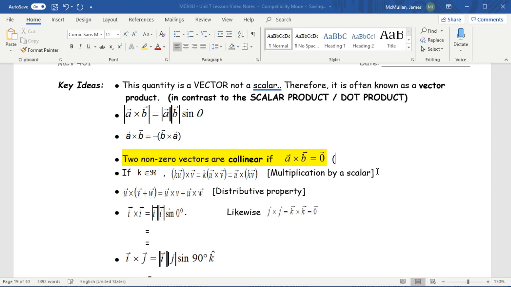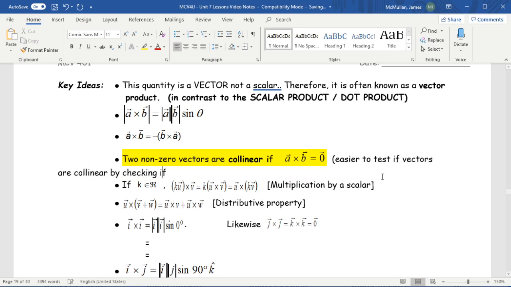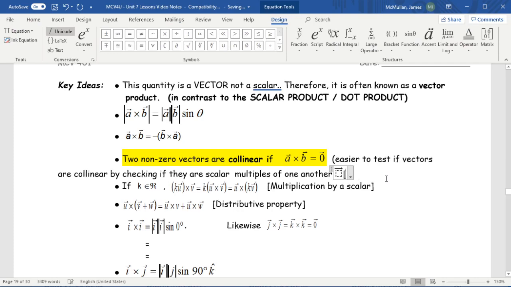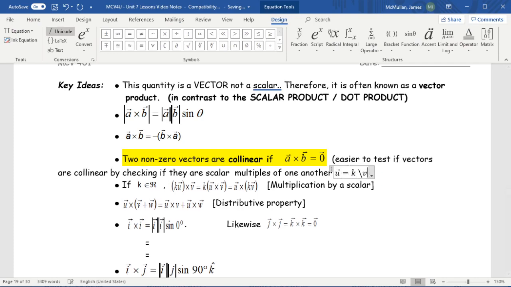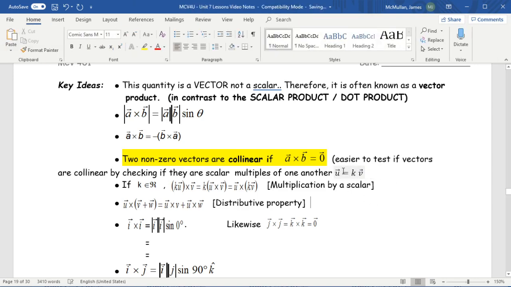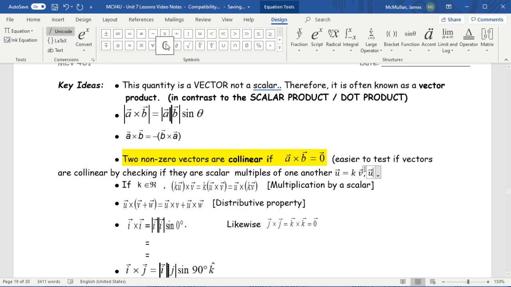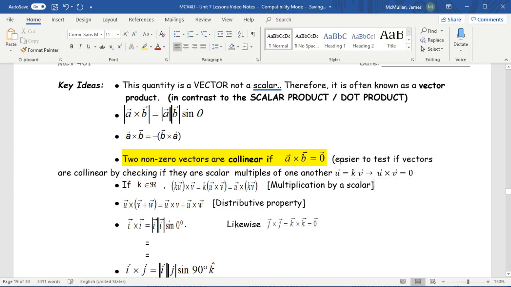Now, mind you, it is often easier to test if vectors are collinear by checking if they are scalar multiples of one another, i.e., vector u equals kv. If u equals kv, they are collinear. But if u equals kv, you would also have the case that u cross v equals 0. That would also be the same thing. If you know one, you automatically know the other. So this is useful to know, but often it's easier to just use what you already know to check if things are parallel. Just check if they're scalar multiples of each other.